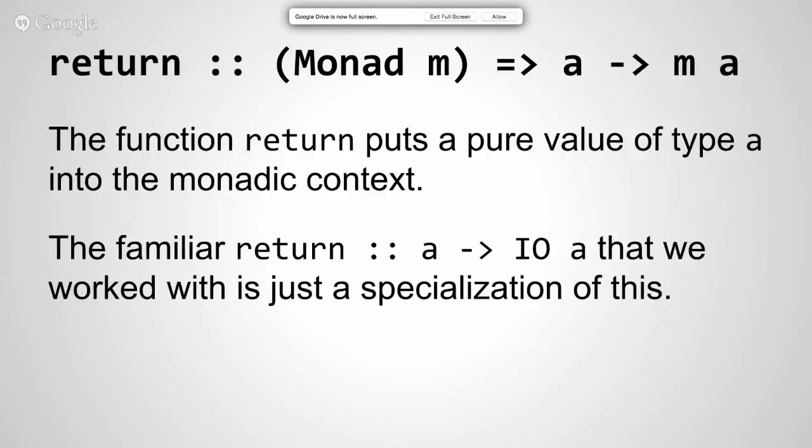Okay, return is the same concept as pure in the applicative. It takes a pure value of type A and lifts it into the monadic context. And the familiar return in the IO is just a specialization of this. The actual type signature of return is not A arrow IO A. It's Monad M fat arrow A arrow M A.